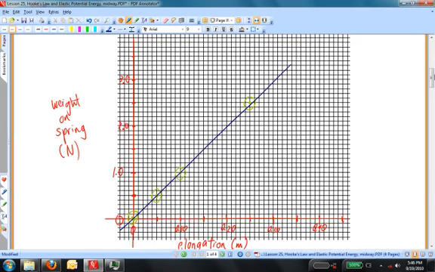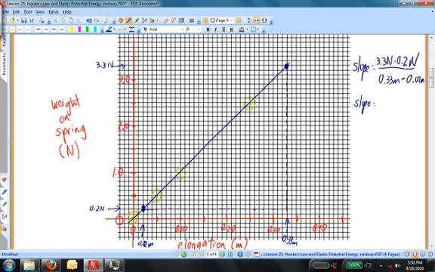So I'll pick a couple of points on the line. So maybe I'll pick this data point right here that's on the line, and maybe this data point right there, and try to figure out what the slope is. So I've picked 2 points, and I see the force points are 3.3 newtons and 0.2 newtons. So I would say that the slope is going to be the change in the vertical divided by the change in the horizontal. And now I'll put that into my calculator and figure out what the slope of the line is. I get that the slope of this line is equal to 10 newtons per meter.